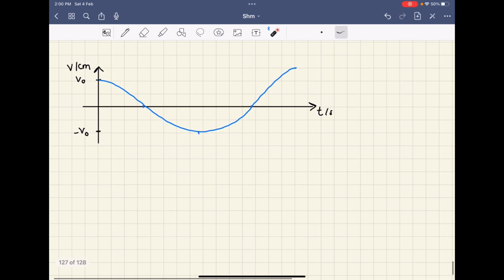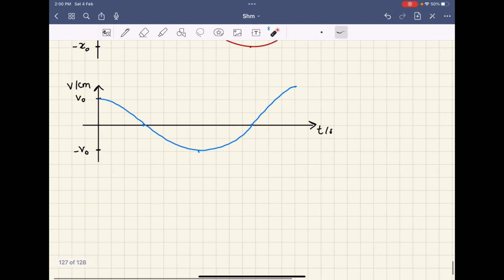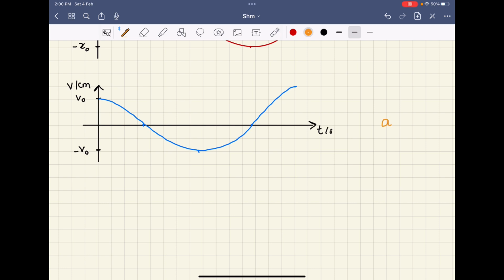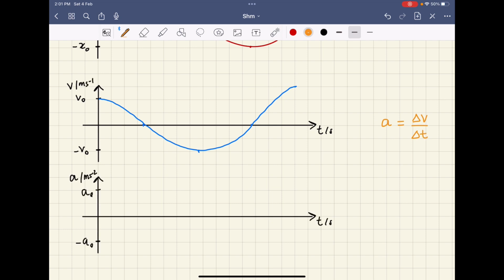Alright, now what about the acceleration versus time? So we know that acceleration is equal to the change in the velocity divided by the change in the time. Axes a and t, by the way, this is supposed to be meter per second. I just changed it, just noticed. Yeah, back to acceleration. So acceleration would be the gradient of this line.